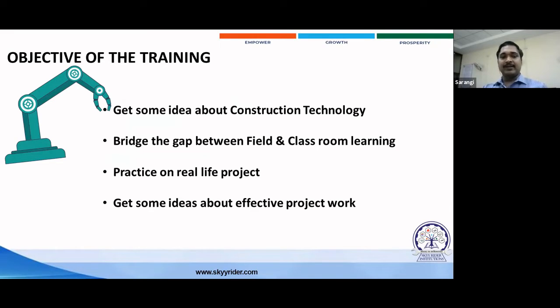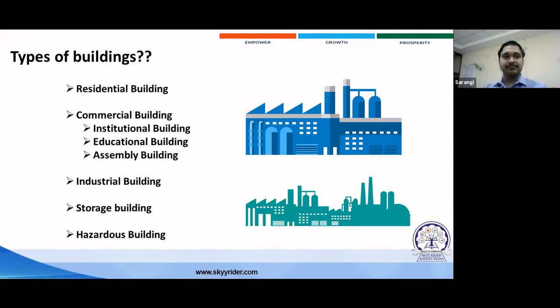And a practical session on real life project work from the site, to get some ideas about how we can effectively complete a project work as we are working on the construction site. Then before going on, we should know about the buildings.